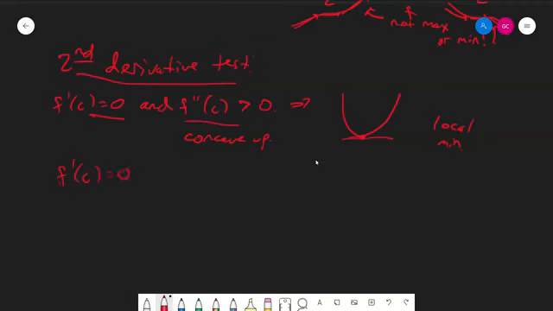And if f prime is 0 and f double prime is negative, which means you're concave down, then your curve looks something like this, and you must be sitting right there. So that gets you a local maximum.